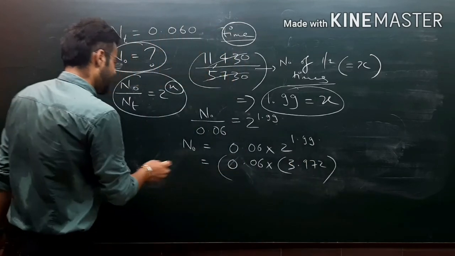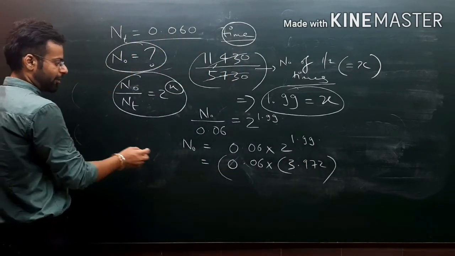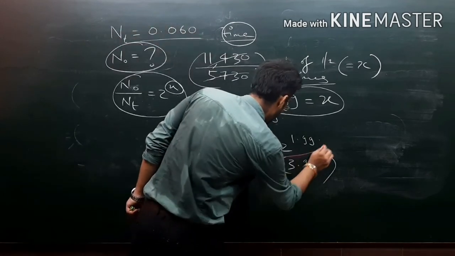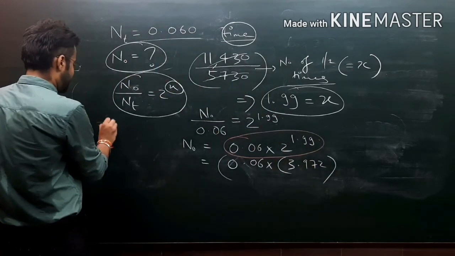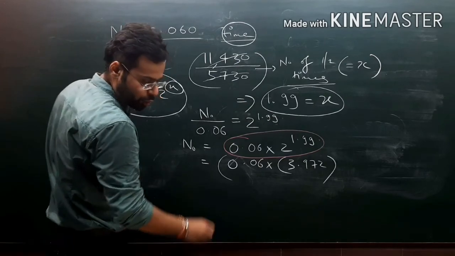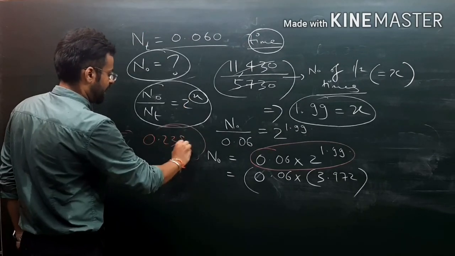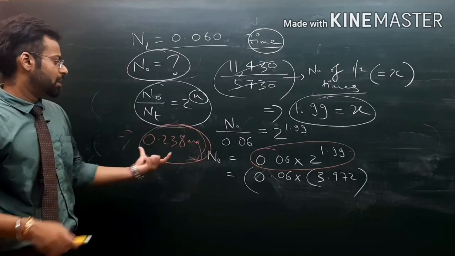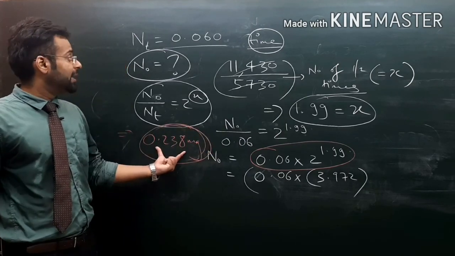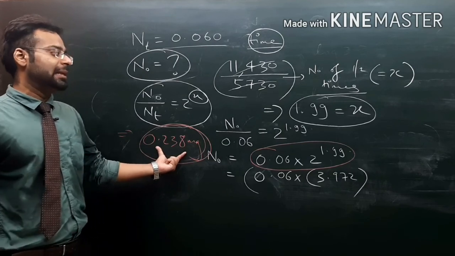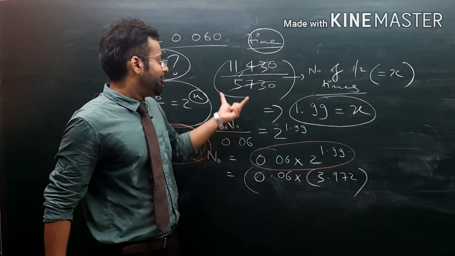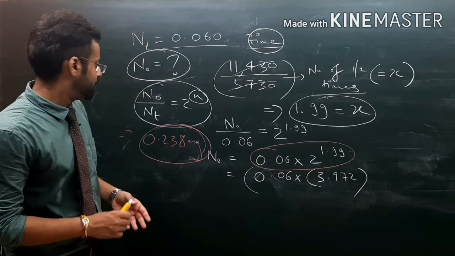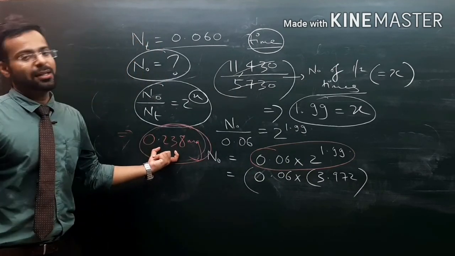After multiplying, that is 0.06 into 2 to the power 1.99, I get a value of 0.238 milligram as being asked. So that is the amount of carbon 14 that must have been there 11430 years ago. Okay, so this is the answer that we got.